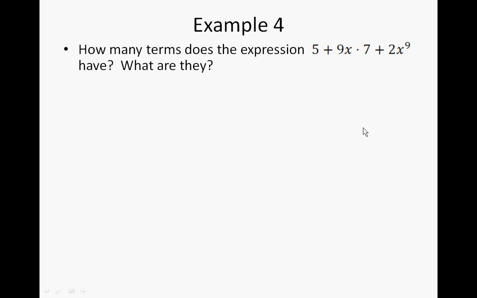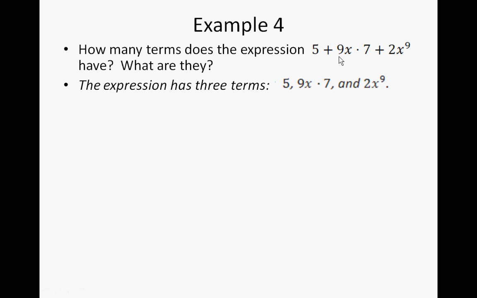What are they? So we have 5 plus 9x times 7 plus 2x to the 9th power. Now you might think at first that there are 4 terms here. Actually, it's 3 terms because 9x times 7 is considered one term. Remember, a term is always separated by an addition or subtraction, because remember, subtraction is addition.